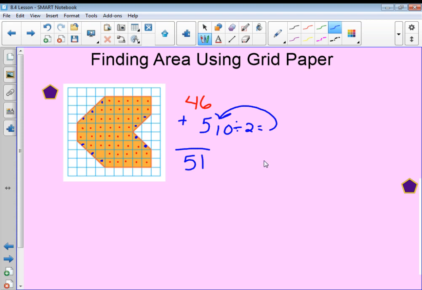Okay, I got approximately 51 units squared. So once again, if you were slightly off, not that big of a deal. We are going through and estimating. Those halves sometimes get slightly off, but this one was a lot easier than the previous one. So once again, using grid paper, you're going to count your wholes, then you're going to count your halves, divide your halves by 2, and then add your 2 answers together.